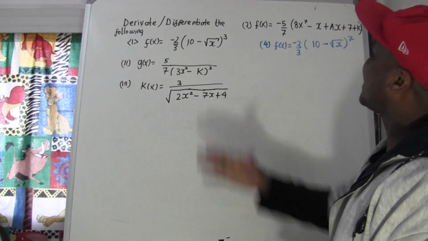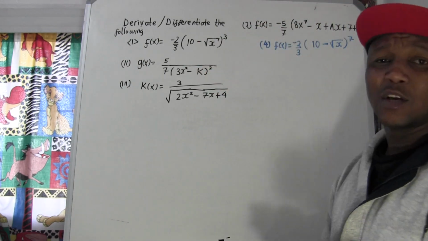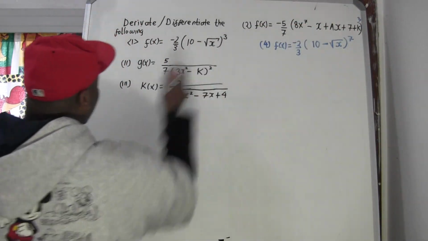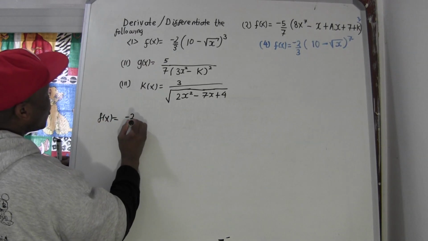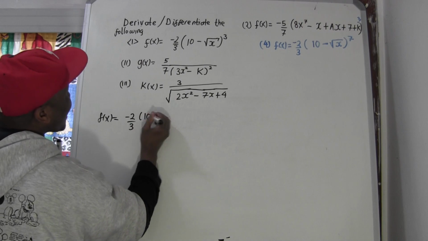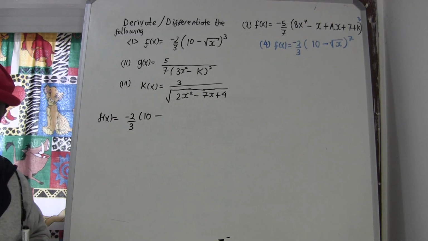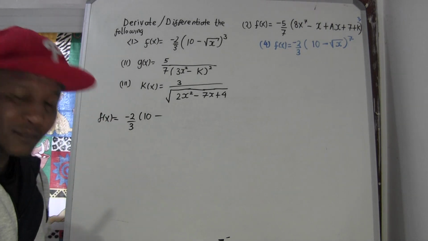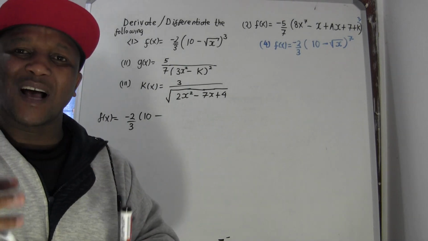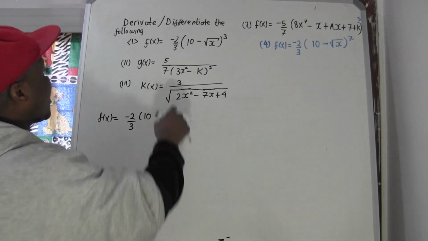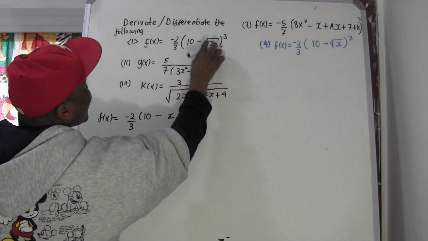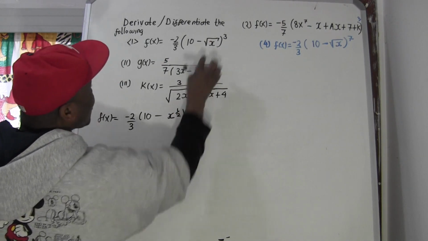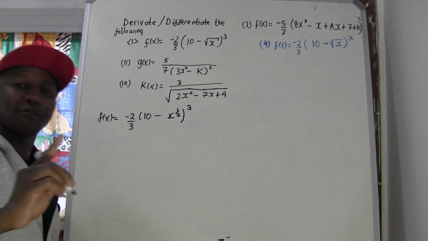Let's get started. So they say differentiate the following, okay? Let's get started with the first one. Solution: we have f of x equals -2/3 times (10 minus square root of x) cubed. The tricky part: whenever anything is in a root, make sure it is written in exponential power. So this stuff here is in a root, so let's change it to a power: x to the power 1/2, and then we have power 3. That's the first step we should do.